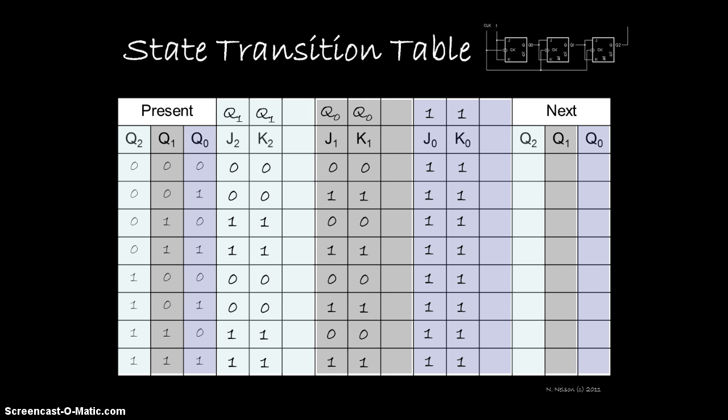Now you must go back and analyze what you have in each pair of J and K inputs. To do this, you have to know how a JK flip-flop behaves. That it holds if both J and K are low, it sets if J is high and K is low, it resets if J is low and K is high, and it toggles when both J and K are high.